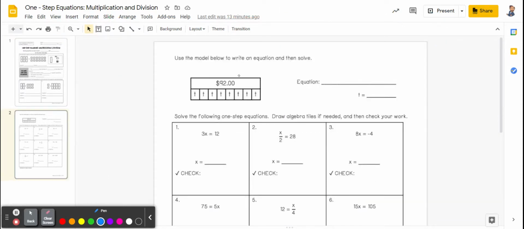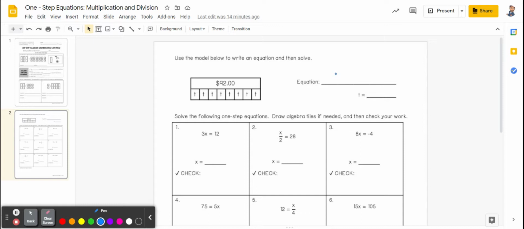All right, let's look at slide 2 now. Use the model to write an equation and then solve. Okay, here's our model. What's our equation going to be? All right, so let's look at our variable. We have t as our variable. We don't know really what they're talking about, but we are dealing with money. How many t's equals $92? Well, 1, 2, 3, 4, 5, 6, 7, 8 t's.